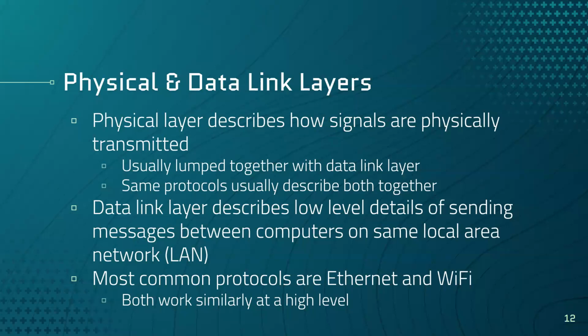So the data link layer then describes those low-level details, which are being sent between computers across a local area network, also known as a LAN. In this case, what we experience for these layers, the most common ones are Ethernet, so that would be the physical wires like copper cable in your house, and Wi-Fi, which is what most of you are using to access the internet right now. And they both work similarly at a high level.